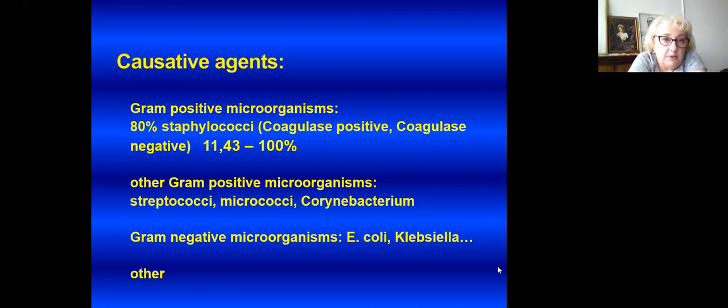Except for Staphylococci, there are other gram-positive microorganisms: Streptococci, Micrococci, Corynebacterium. Gram-negative microorganisms are rare in developing countries. They are often found in dairy farms with bad hygiene in the poorest countries.